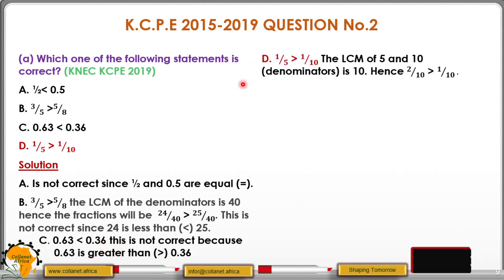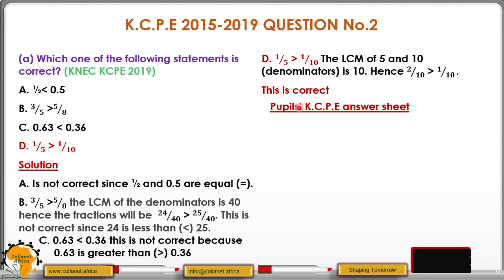Then part D, we have a fifth is greater than a tenth. The LCM of 5 and 10, which are the denominators, is 10. Hence, the fractions will be 10 divided by 5, you get 2/10, the first one, and the other one will be 1/10, meaning 2 is greater than 1. So this is the correct answer, D.